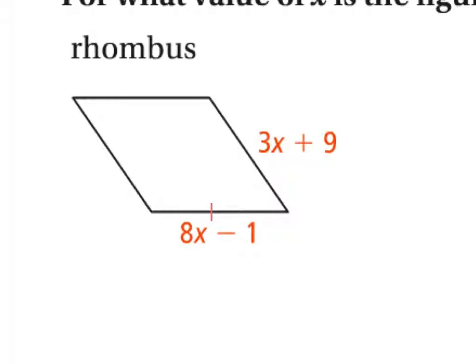But in a rhombus, all 4 sides have to be congruent. And therefore, we need to find the value of x that makes that happen. So we set up 8x minus 1 equals 3x plus 9, and then, of course, solve for x. Okay? Questions?